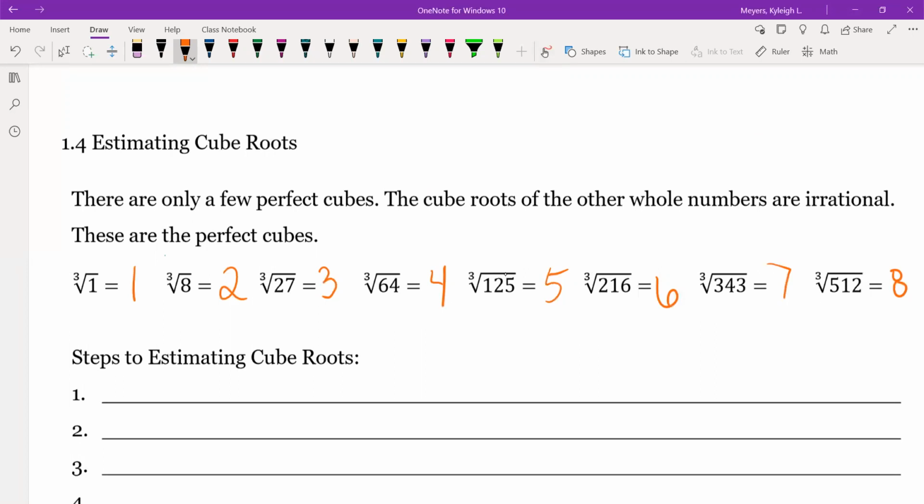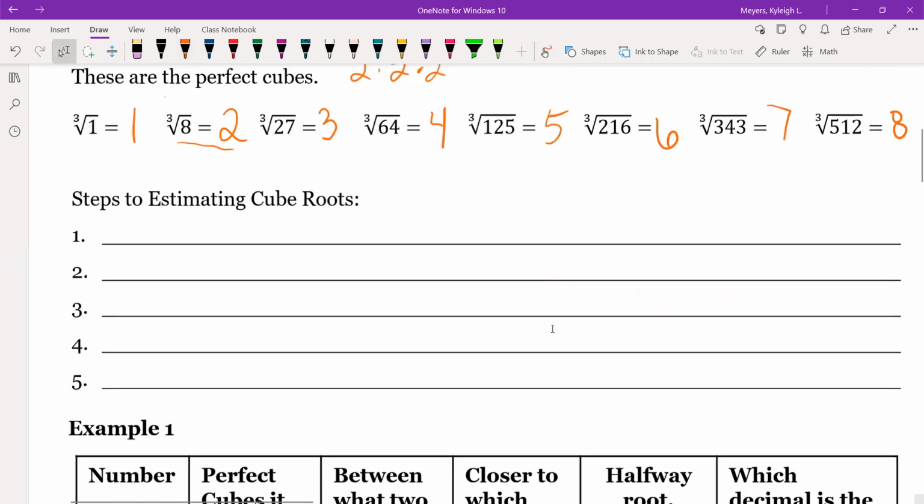And what the cubic root means is, let's look at the cubic root of 8. That means 2 times 2 times 2, right? So 2 times 2 is 4, 4 times 2 is 8. So that's how we get the cubic root, figuring out what times itself 3 times gives you that number.